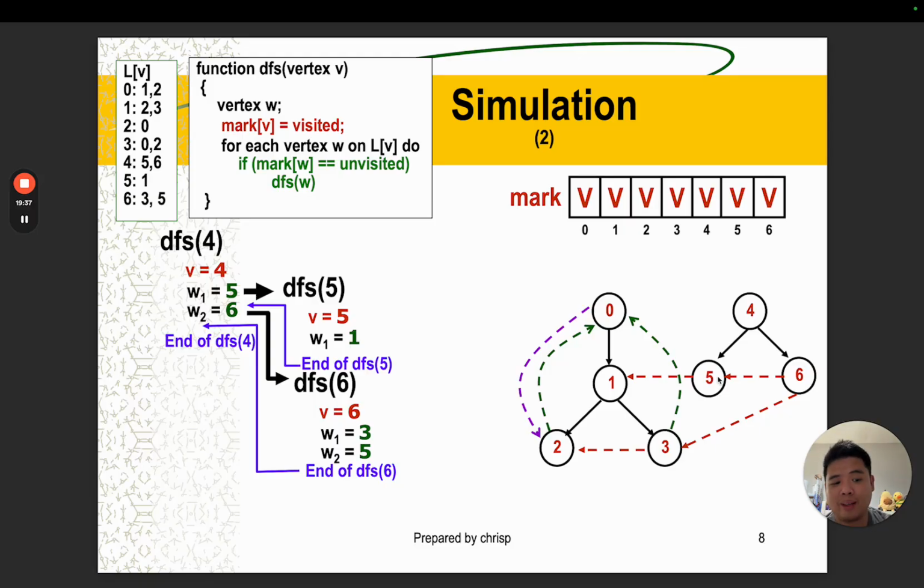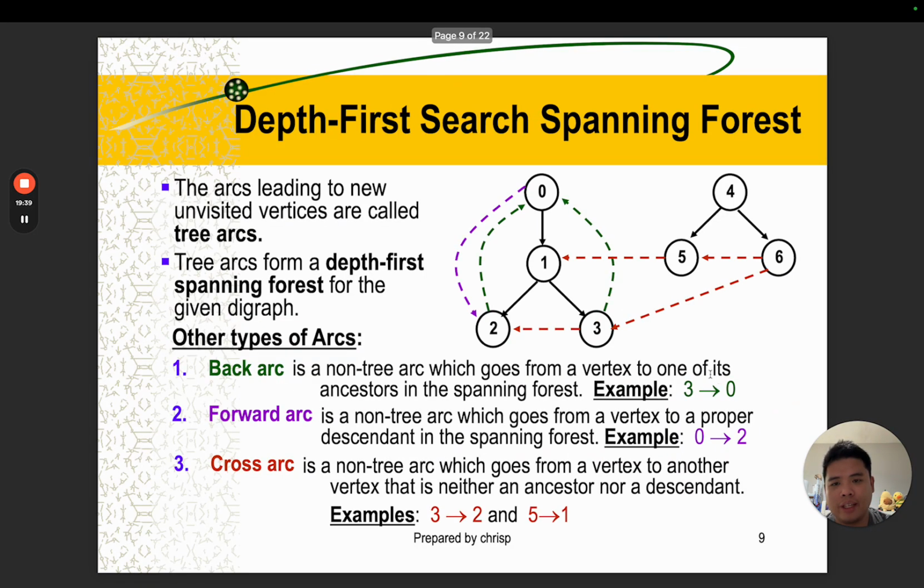So we'll talk about the broken arcs now. The result of the DFS is a depth first search spanning forest. What is a forest again? A forest is a collection of trees. So in this case, I have two different trees. So this is my spanning forest. The arcs leading to new unvisited vertices are called tree arcs.